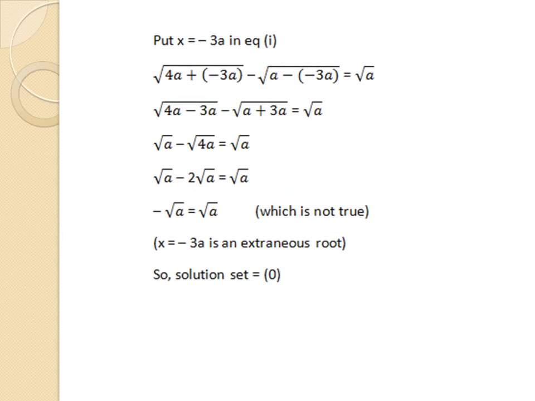Now we put x is equal to minus 3a in equation number 1, and after simplification we get minus square root of a is equal to square root of a, which is not a true statement. It means x is equal to 0 satisfies our given radical equation, but x is equal to minus 3a does not, so it's an extraneous root. So our solution set contains only one root, which is 0.